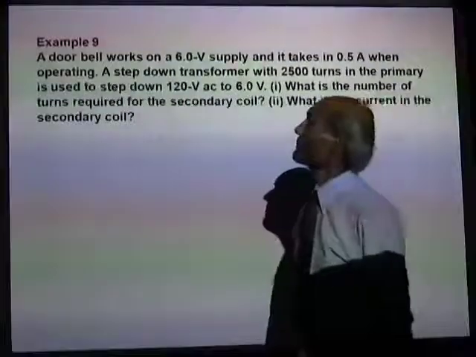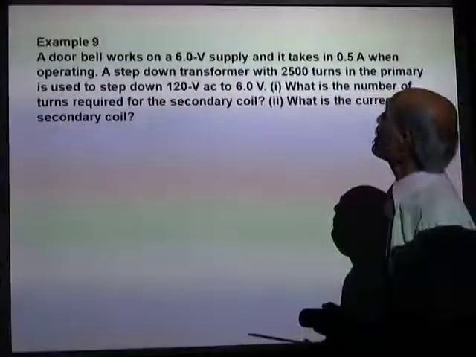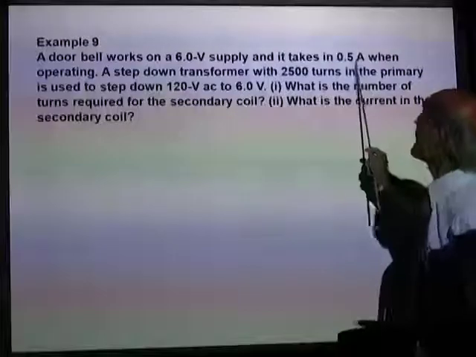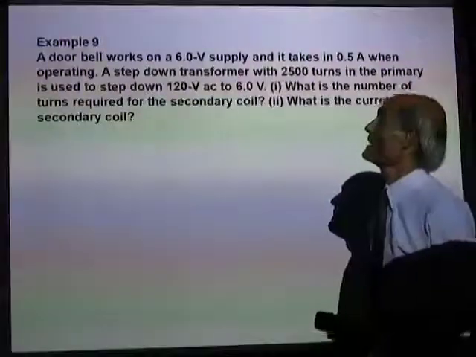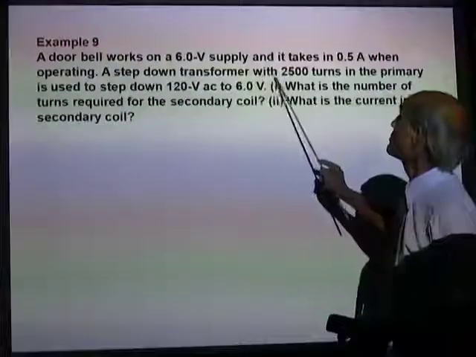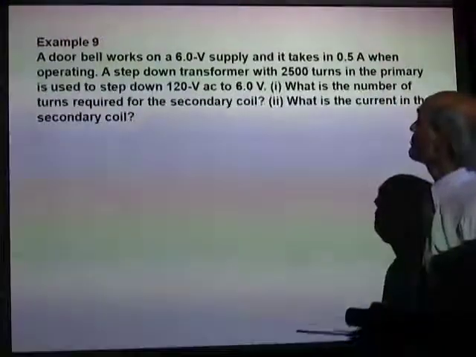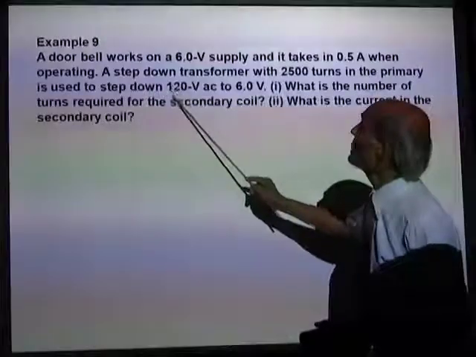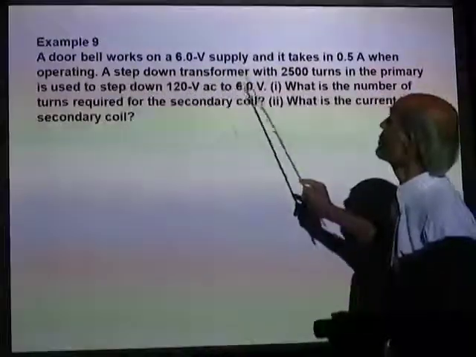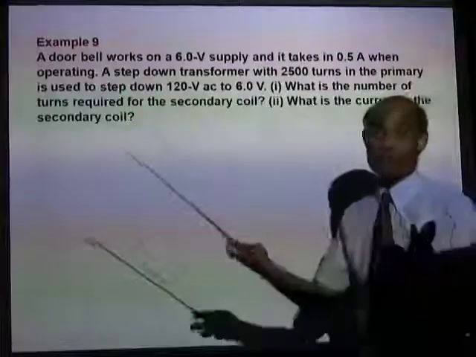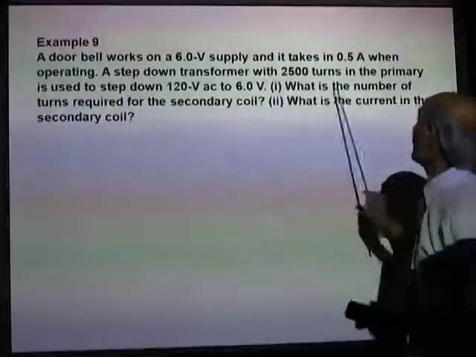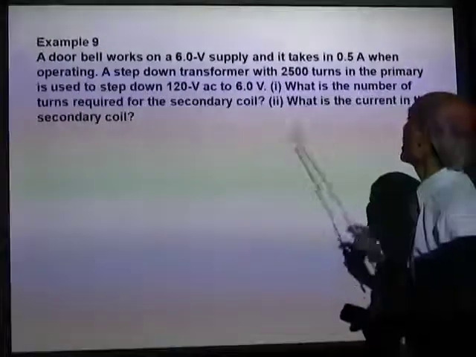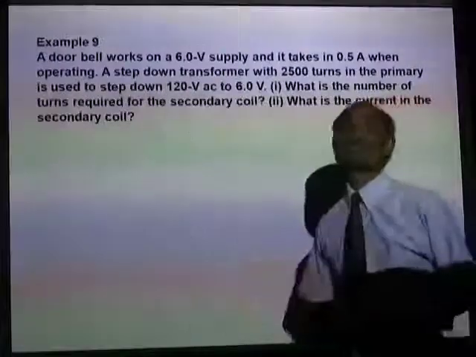Let's do a problem. A doorbell works on a 6-volt supply and it takes in 0.5 ampere when operating. A step-down transformer with 2,500 turns in the primary is used to step down the 120 volts to 6 volts. It's very commonly used in homes. What is the number of turns required for the secondary coil? What is the current in the secondary coil?